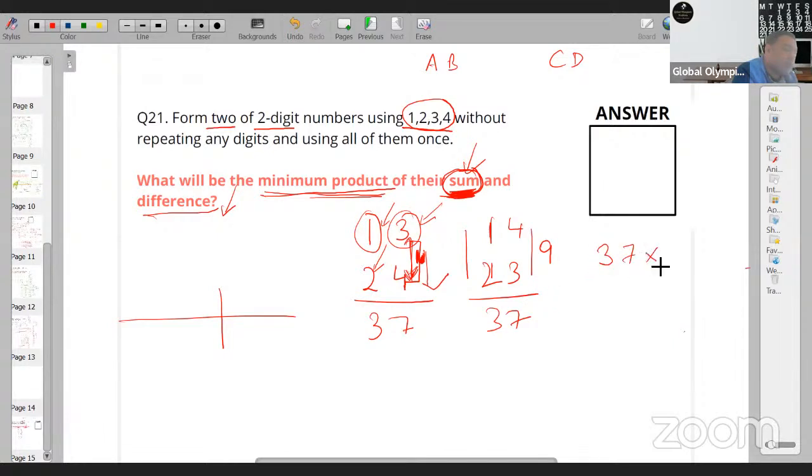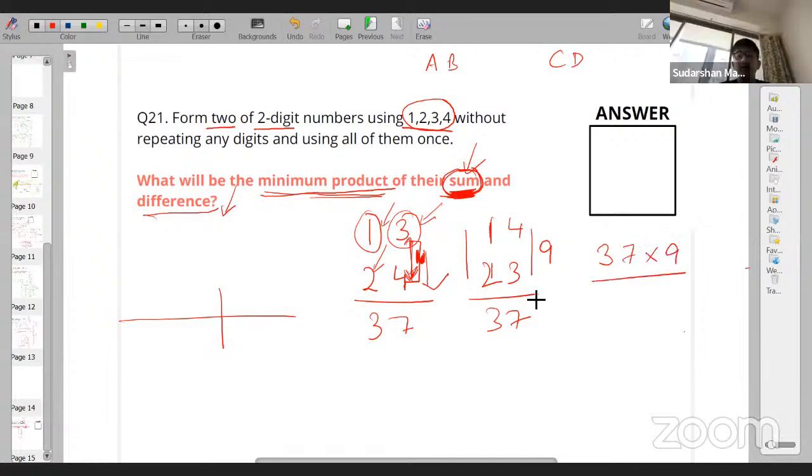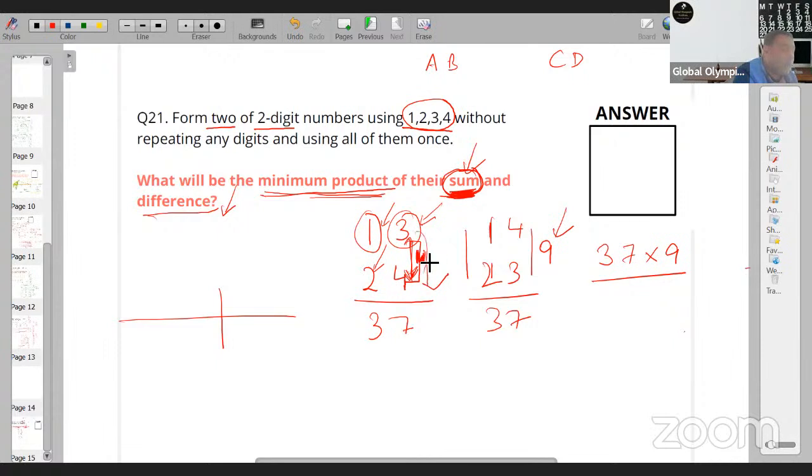So that's 37 into 9. Yes, we will use that. Sorry, 333. So this is not about finding their product, but rather this one: 37 into 9. Sir, that's what I had done, 14 and 23, and that's what I had told earlier. Oh, okay, sorry, my mistake.